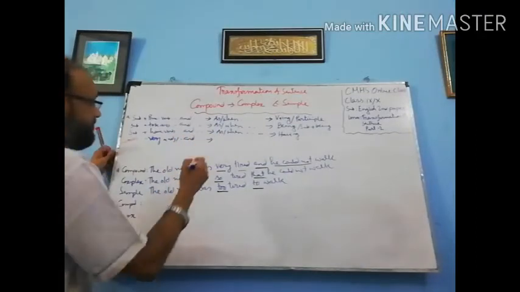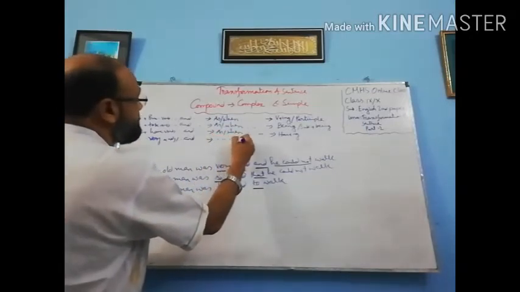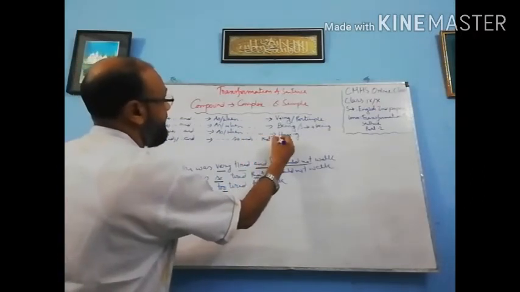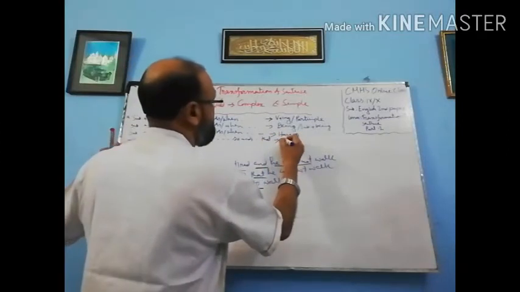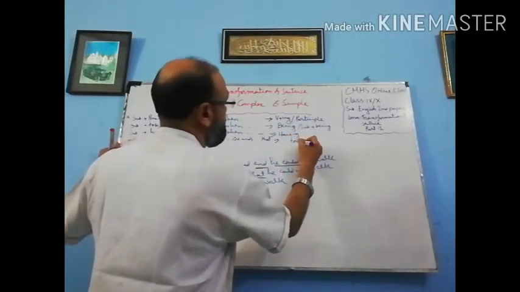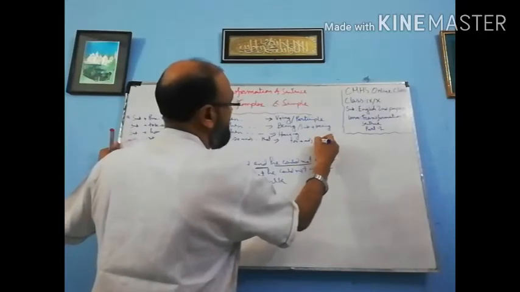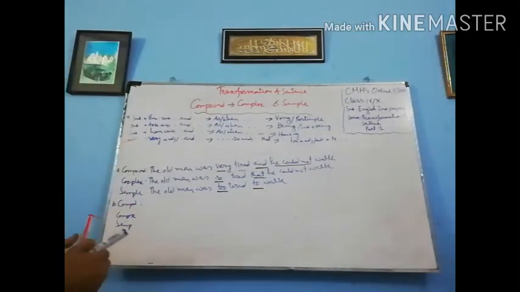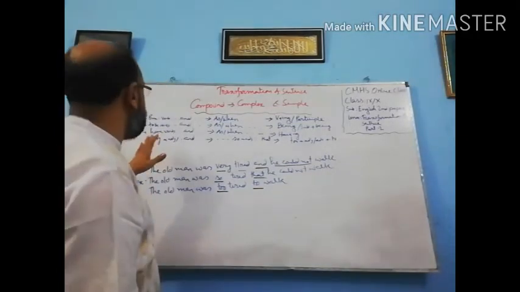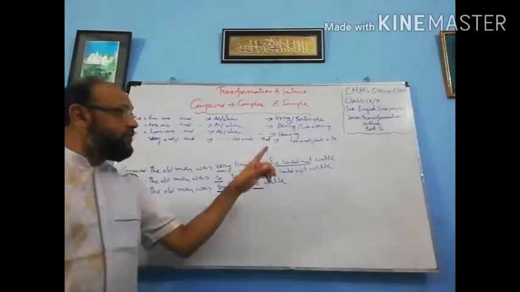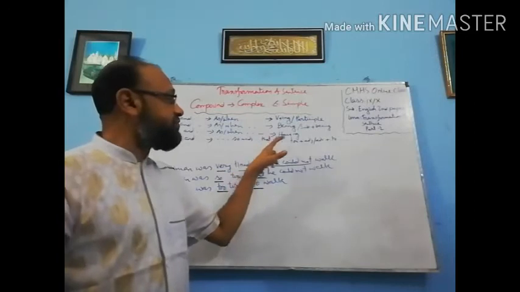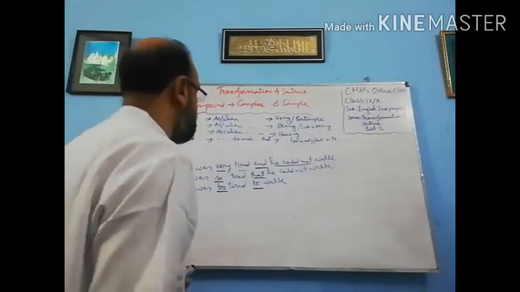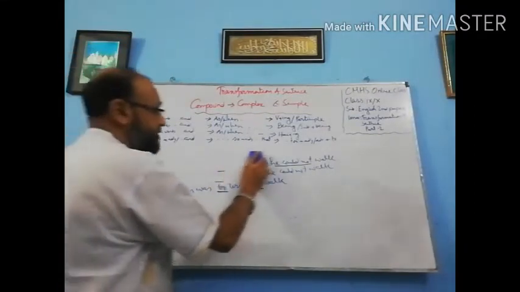We will make it complex using so plus adjective or adverb plus that, and we will make it simple using to plus adjective or adverb plus to. We will remember it in this way: whenever we get any sentence using very adjective and, we will use so adjective that, and to make it simple we will use to adjective to. Alright, so I think that if you remember in this way you can do it well.